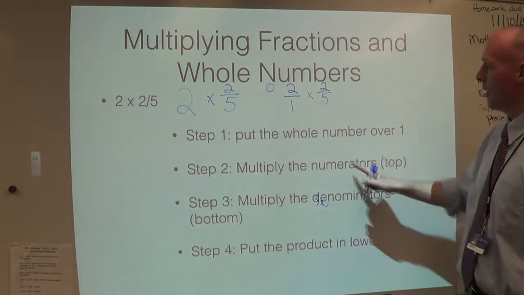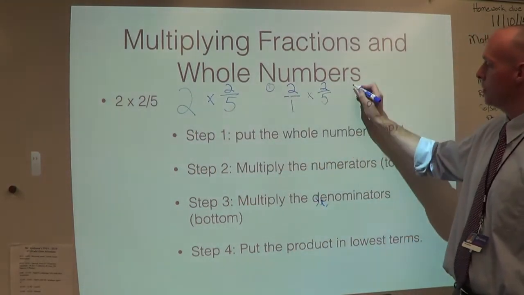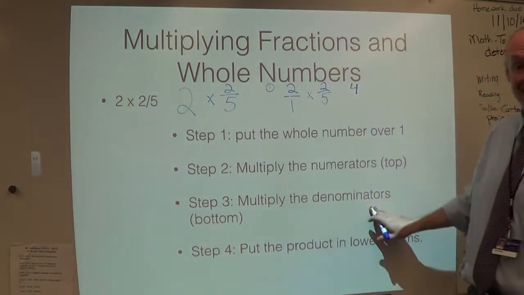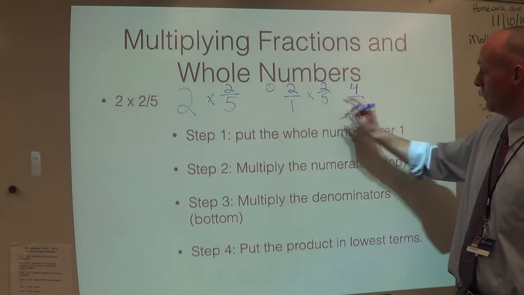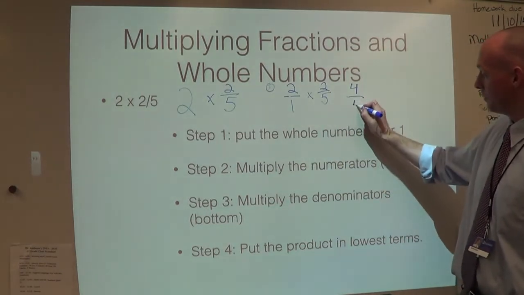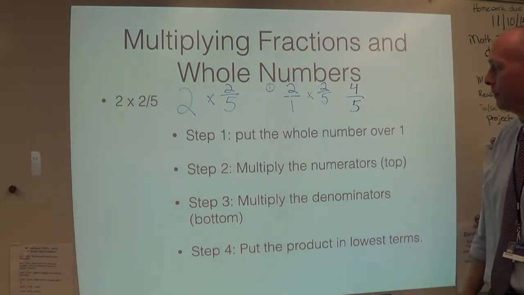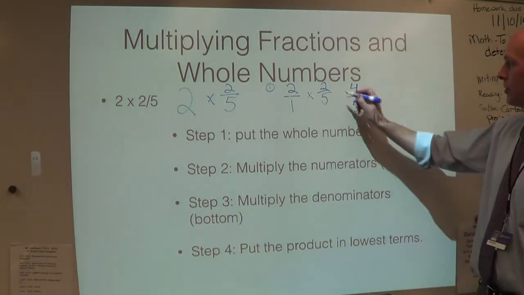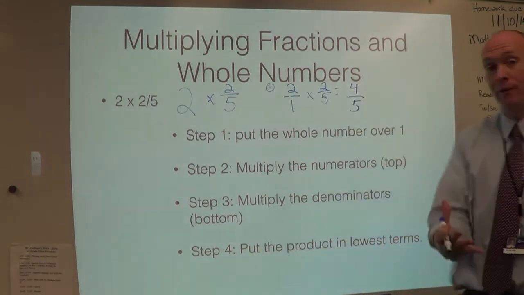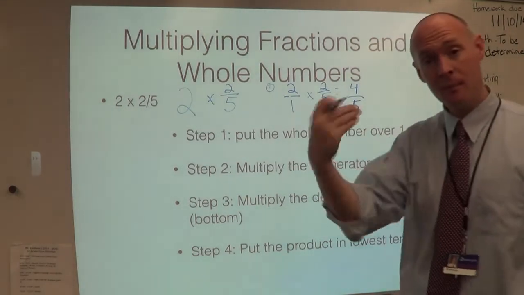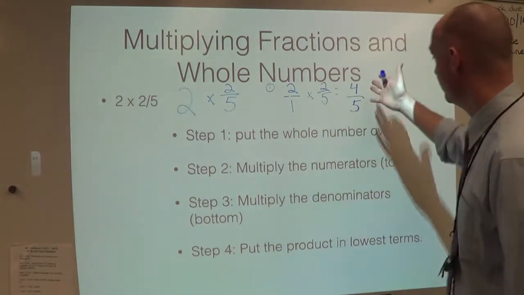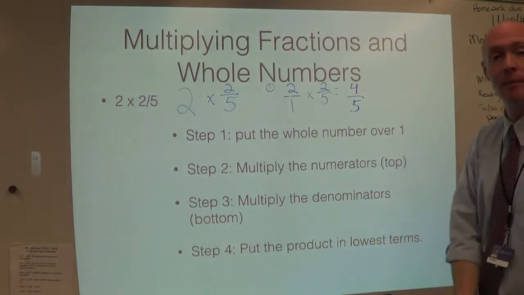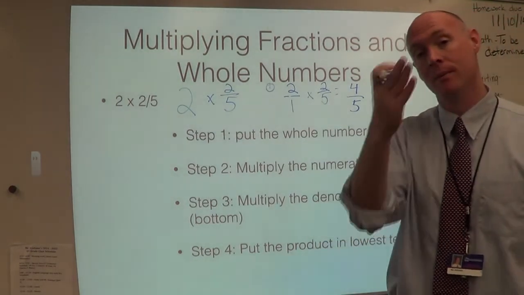Step 2, we're going to multiply the numerators. 2 times 2 is 4. Step 3, we're going to multiply the denominators. 1 times 5 is 5. Step 4, put the product in lowest terms. So here's my product, which is 4/5. And then check. Can we simplify it at all? In this case, it's already simplified. So step 4 is already done for us. So 4 steps. Let's try some more.